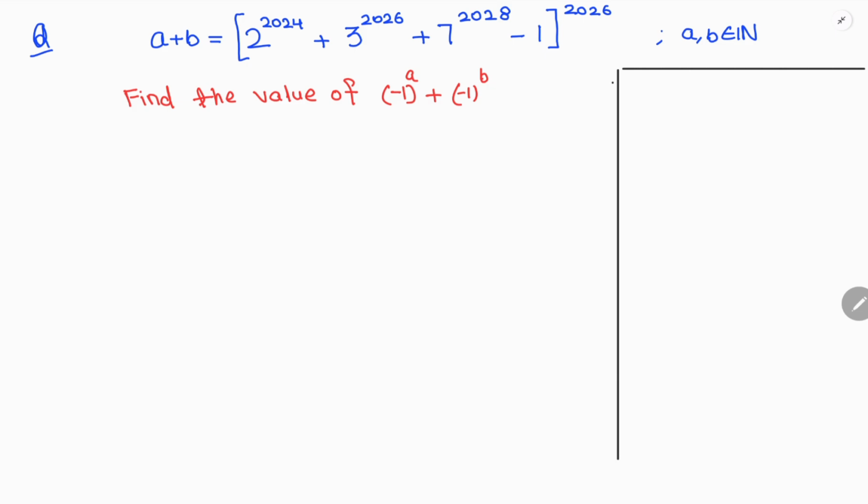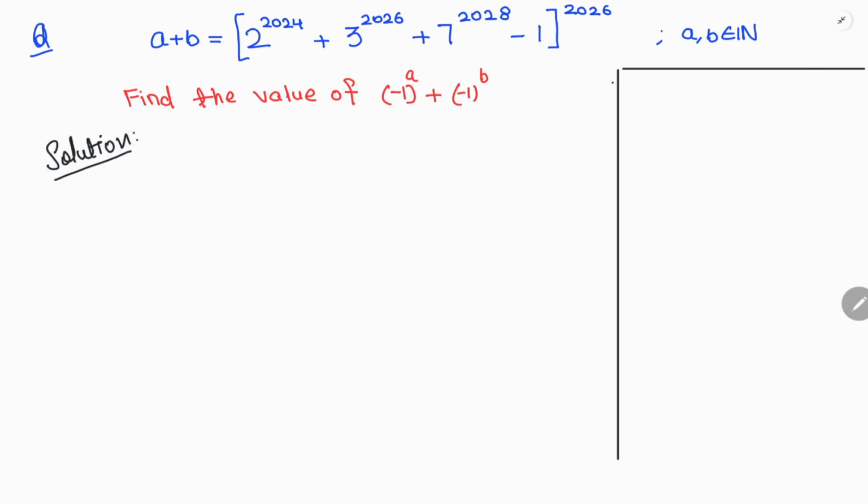But the question is, how would I find a and b? Whether they are positive or negative, right? Whether they are even or odd. But they are telling us that a and b belong to natural numbers. So that means a and b are positive numbers, right? So this thing is clear that a and b are positive. So let us start the solution.